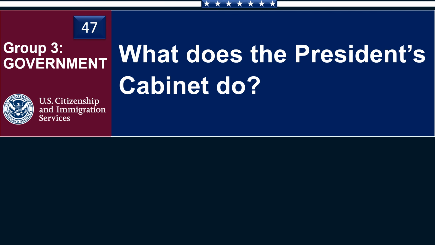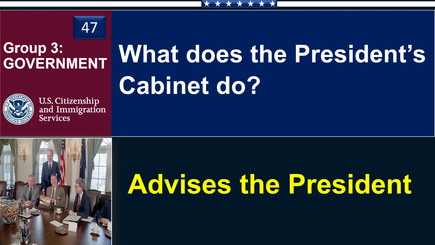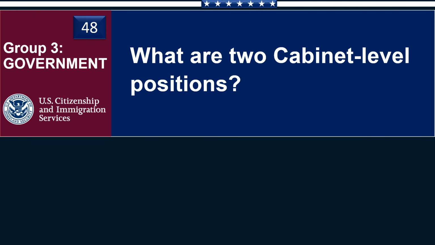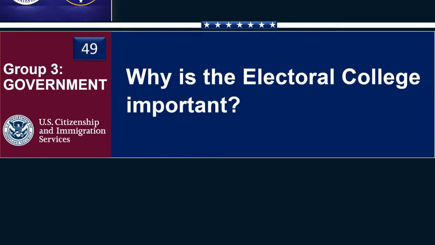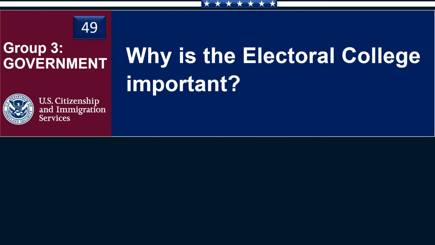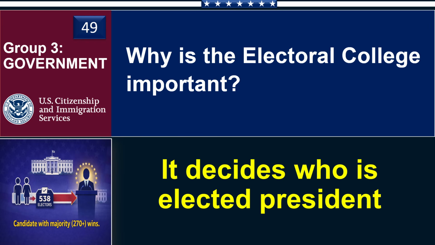What does the President's cabinet do? Advises the President. What are 2 cabinet-level positions? Secretary of Labor, Secretary of State. Why is the Electoral College important? It decides who is elected president.